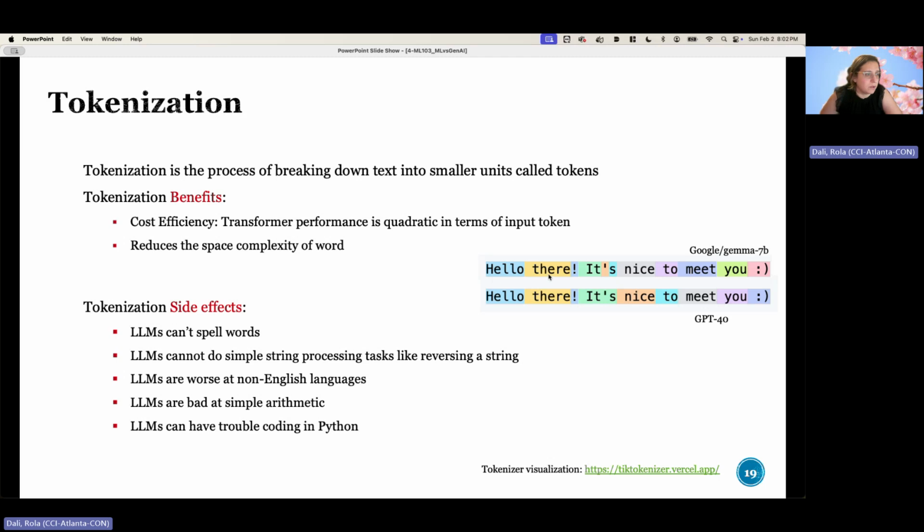This is an example of "hello there, it's nice to meet you" for the tokenizer for Google Gemma and GPT-4o, and you can see here that the apostrophe S is treated differently. This is such a small sentence, but you can see that there is a difference.